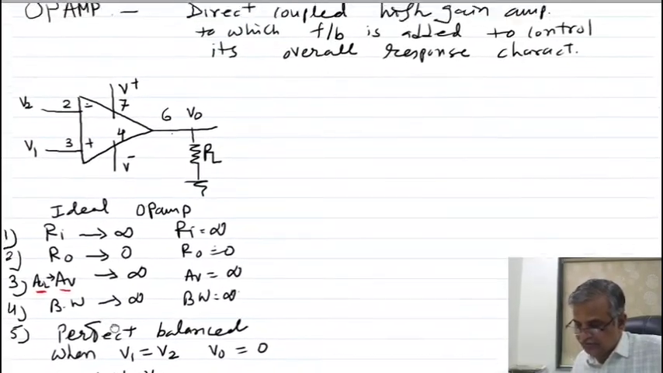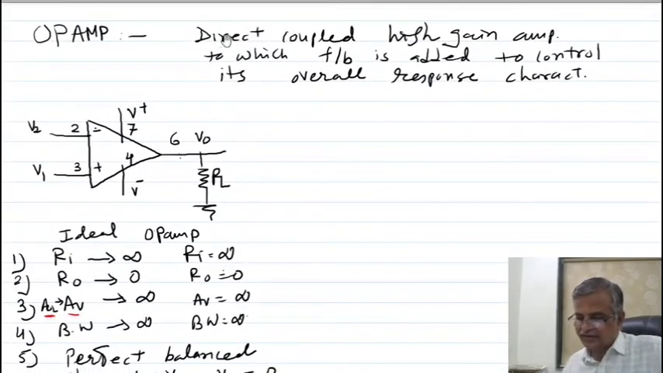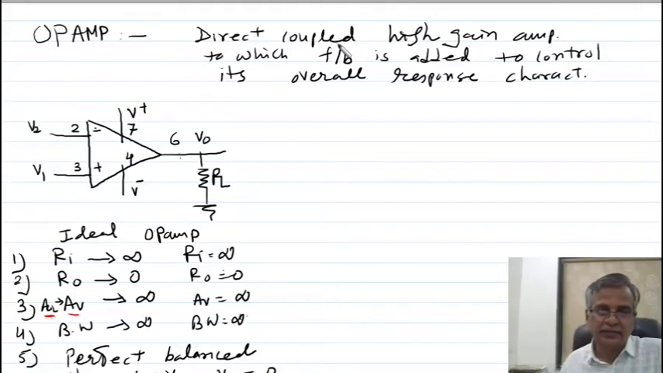Now look here, what I have written. Direct coupled. Op-amp is direct coupled. No coupling component is used here. There is no coupling capacitor here. You directly connect your signal to this terminal or this terminal. Therefore, the word direct coupled is used.